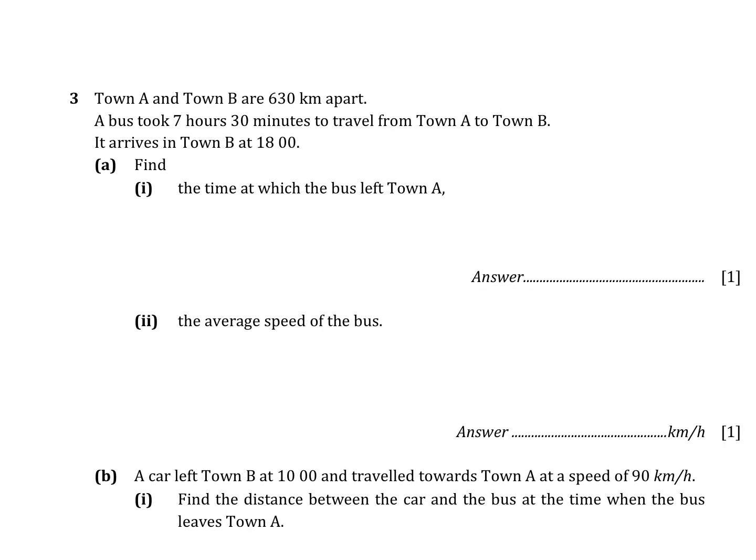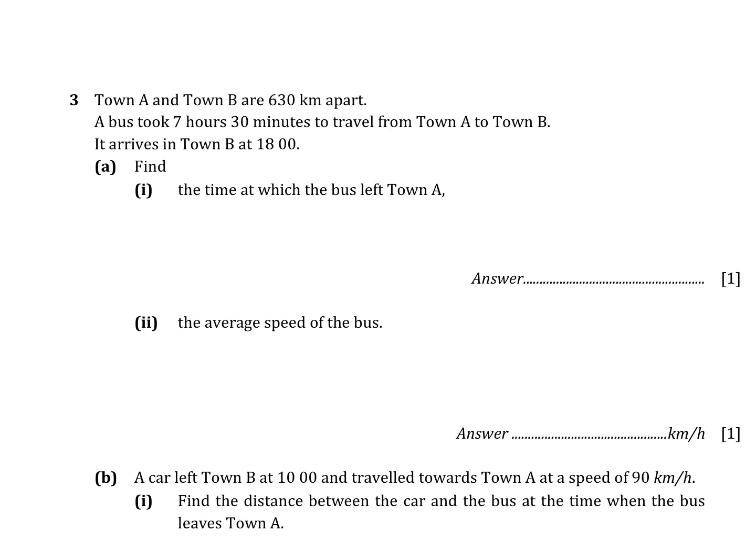Okay, question 3, it says that I have two towns that were 630 kilometers apart. It took the bus 7 hours 30 minutes to get to town A. So it is actually 6 o'clock now. So if you subtract this off, take away the 7 hours 30 minutes, you would have been left with 10:30 a.m. as the timing. Or you can count backwards. Some of you counted it wrongly and gave me 11:30.